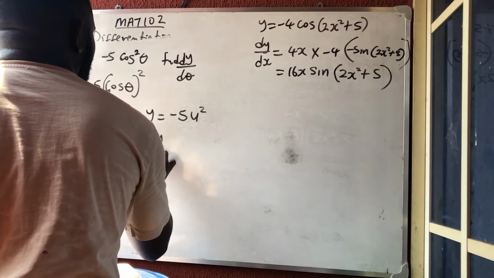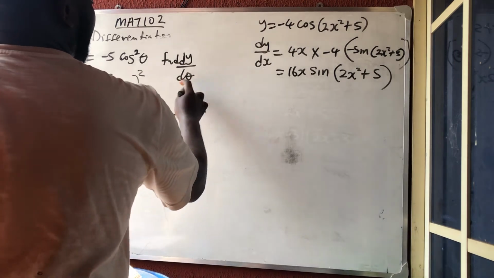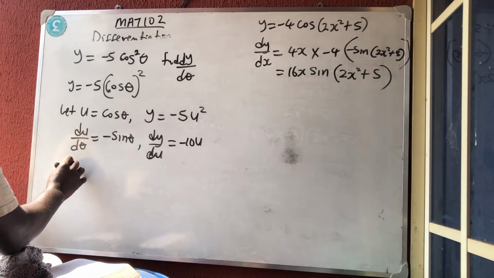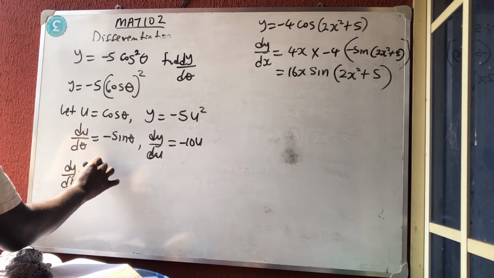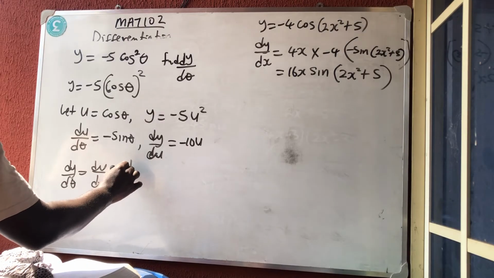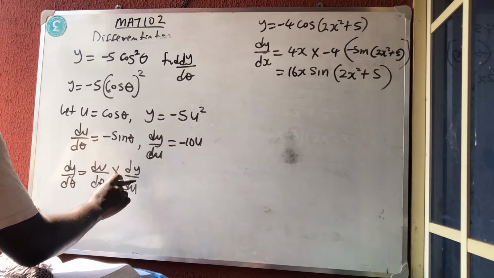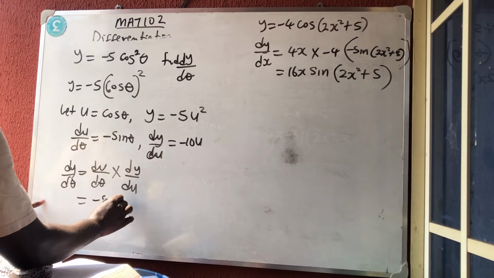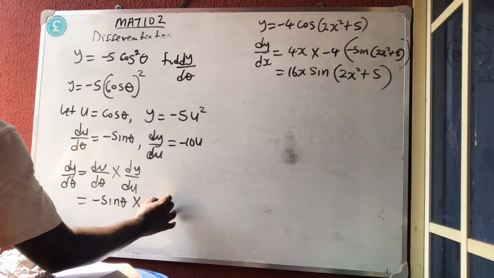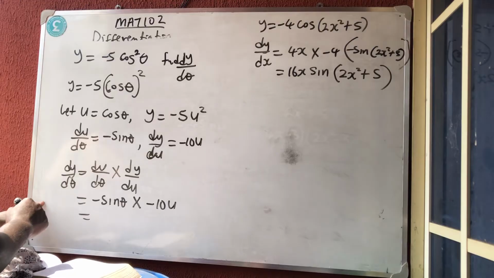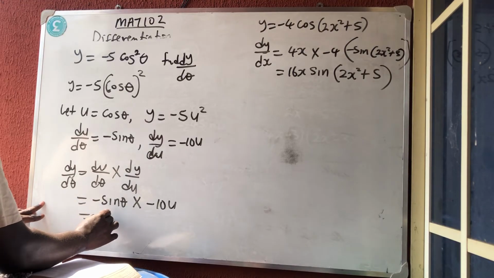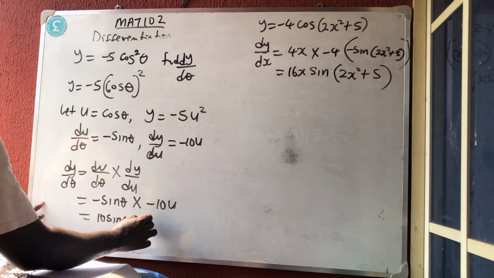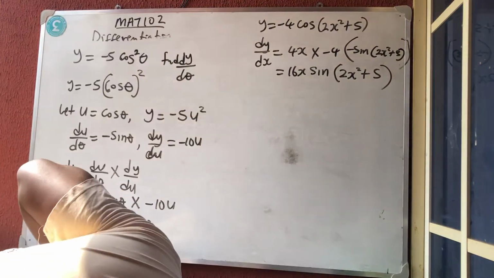Then dy du should be what? Multiply by the power, remove 1 from the power. I'm having minus 10u. So multiplying the two of them, dy d theta should be du d theta times dy du. So that du cancels du, I'm having my dy d theta back. So substitute minus sin theta times minus 10u, which is what? Minus times minus is plus. So I'm having 10 sin theta. My u is cos theta. So 10 sin theta cos theta is the result.